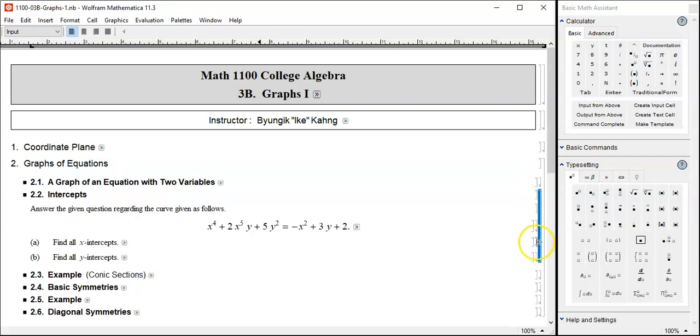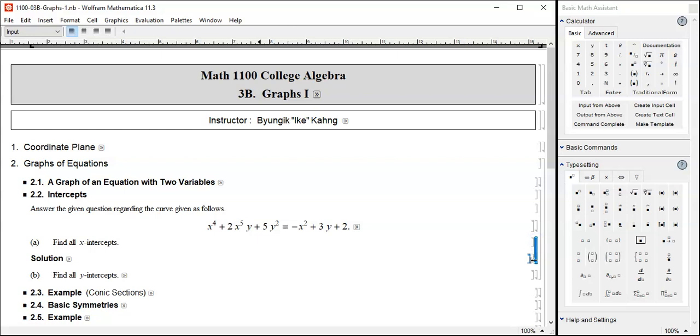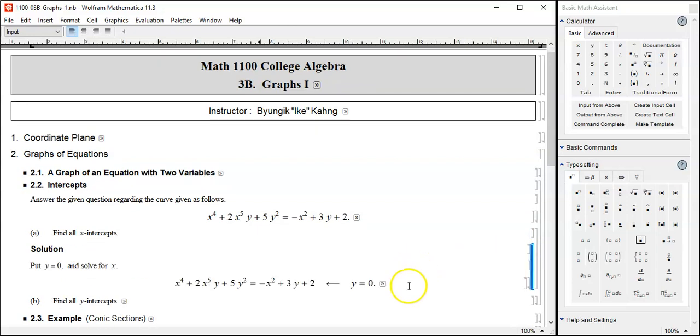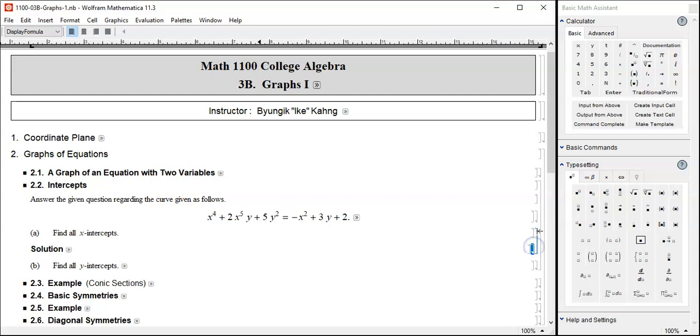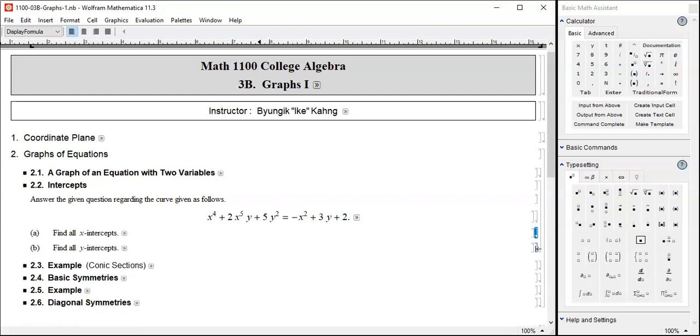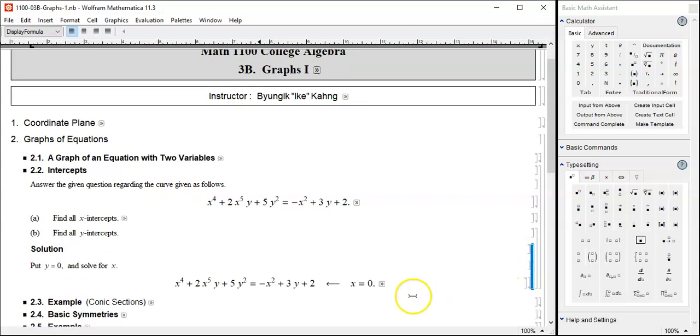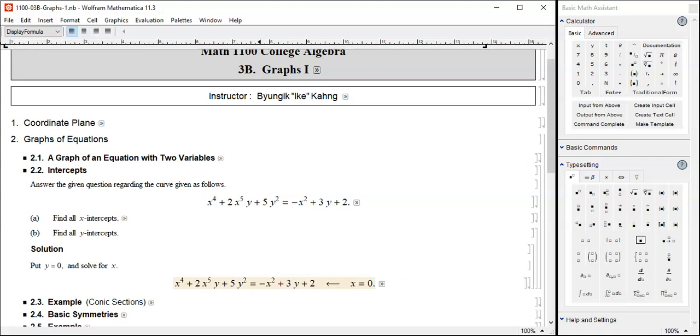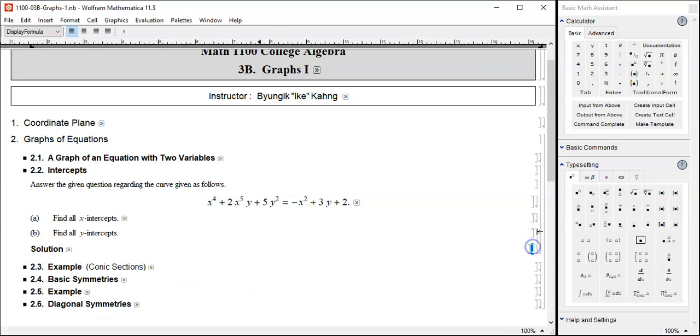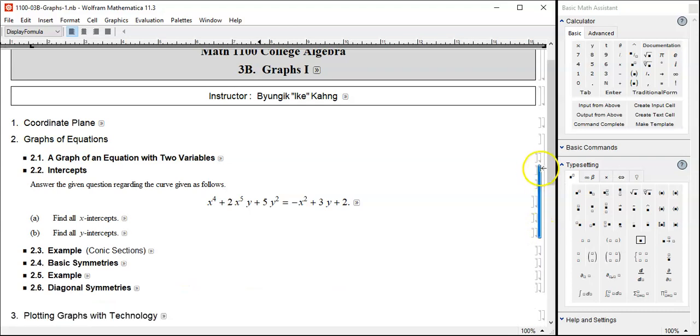What did we do? If you're looking for x-intercepts, plug in y equals 0 and solve for x. If you're looking for the y-intercept, plug in x equals 0 and solve for y. Remember? Switch those characters and then plug those in.